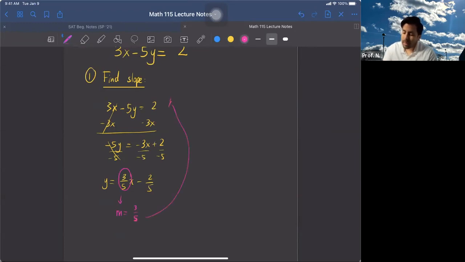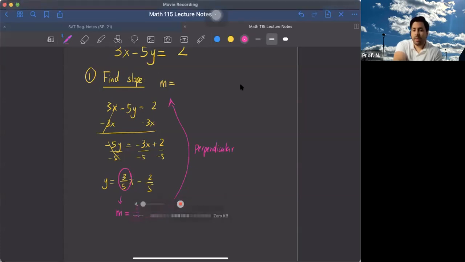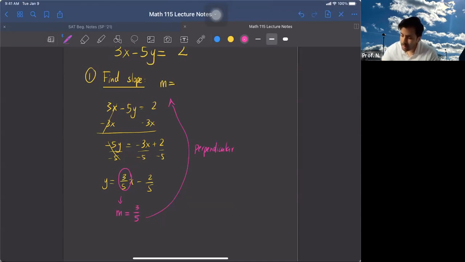However, this must be perpendicular. So if it's perpendicular, what's going to be the slope of the perpendicular line? It's not going to be 3/5. It's going to be what instead? It's going to be the negative reciprocal. That's right, Adriana. So it's going to be negative 5/3. So it's a negative reciprocal.